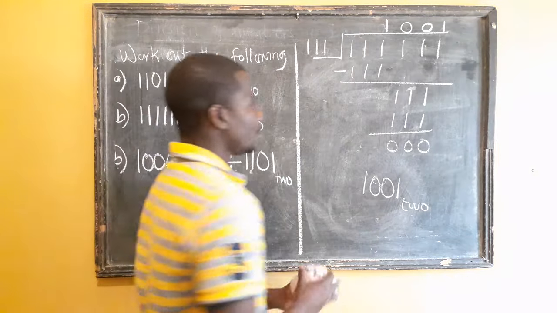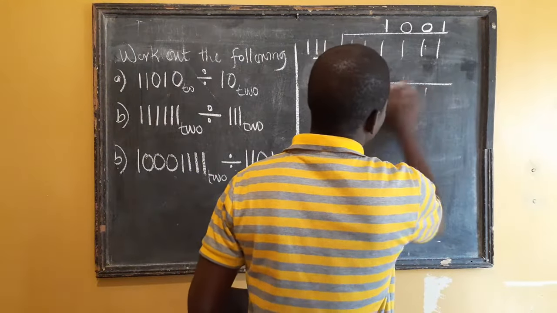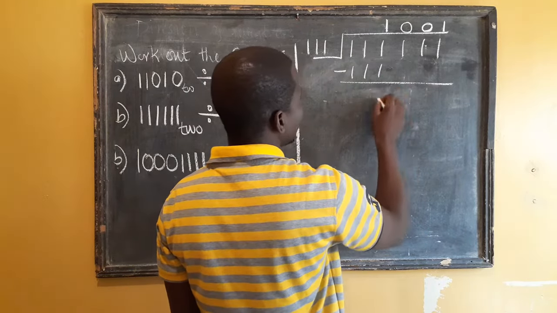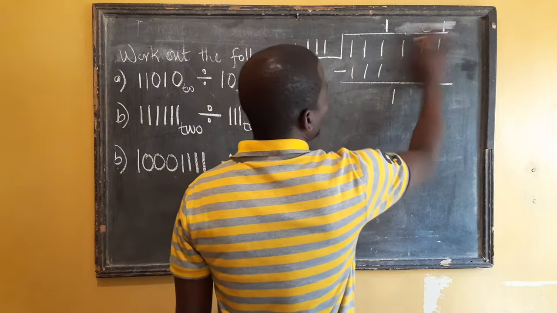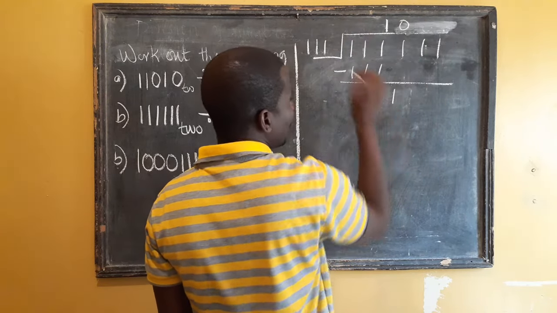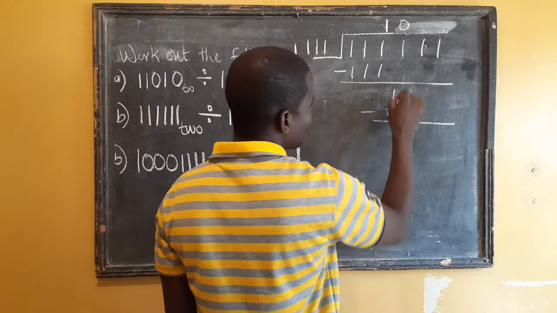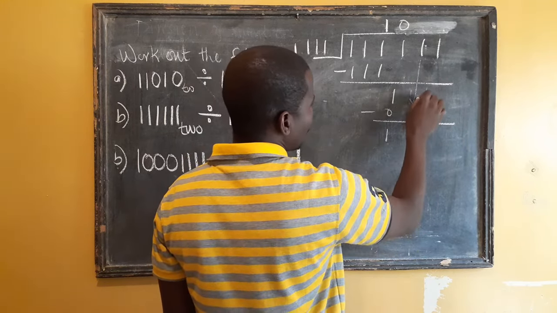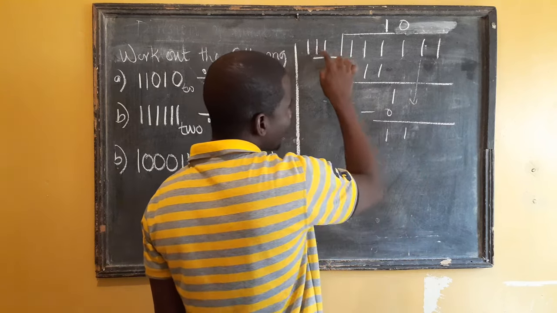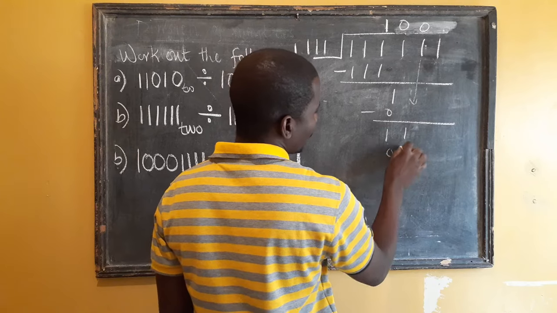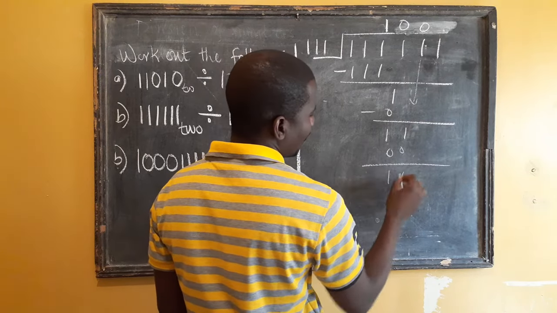Or maybe let's do the point at which we said here we're going to have 1. We're going to say, okay, since this can't go into this one, we have a 0. 0 multiplied by this one, you subtract, you get 1. This can't go into this one. What happens? You drop down this one. It comes here. Can this go into this one? No. Again, you put a 0. You multiply, you have 0, 0. What do you get?